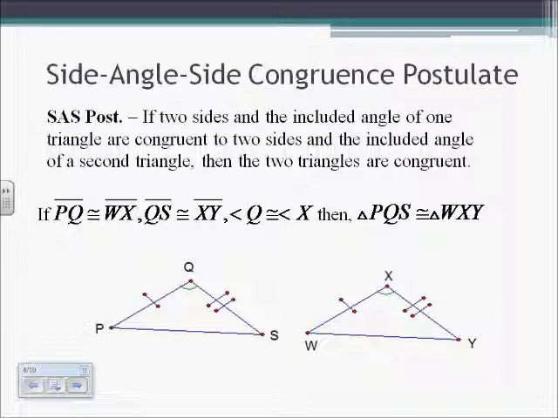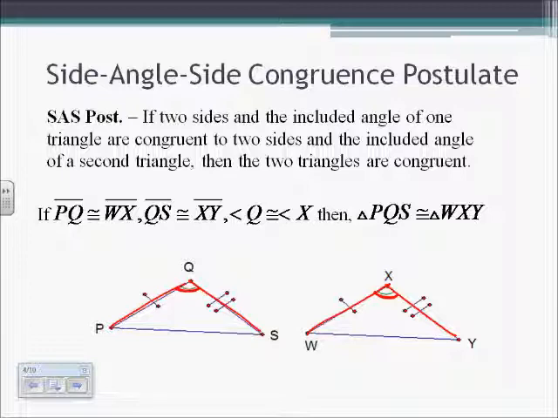So we have the statement about the included angle. We have one side, PQ, congruent to WX, we have a second side, QS, congruent to XY, and the included angle is where the two sides meet together in the middle. So we have this angle here, angle Q and angle X. It's included in, or between, those two sides. So therefore, it holds true with the side angle side congruence postulate.